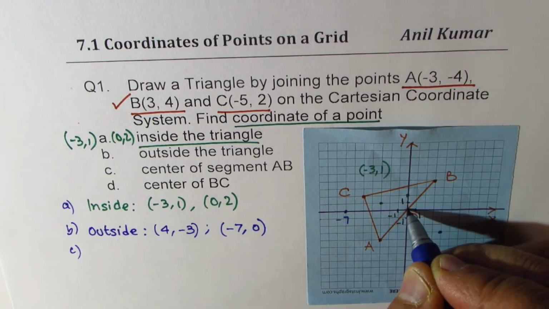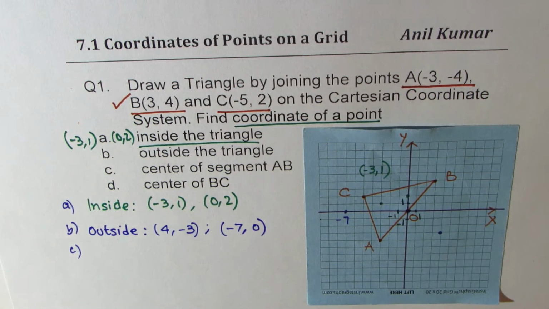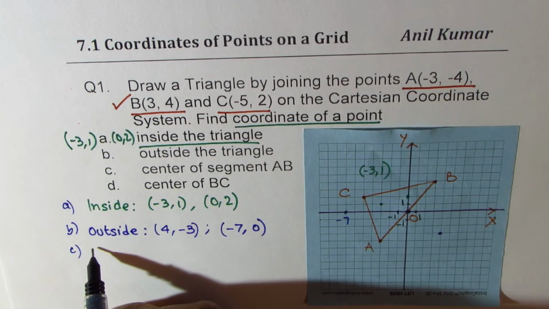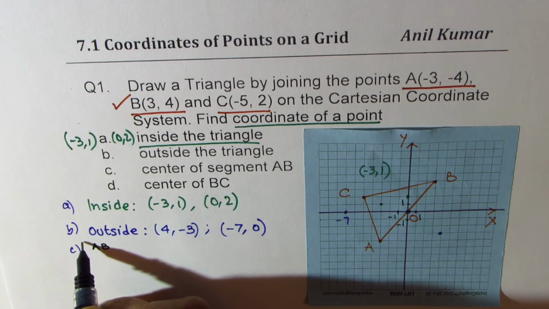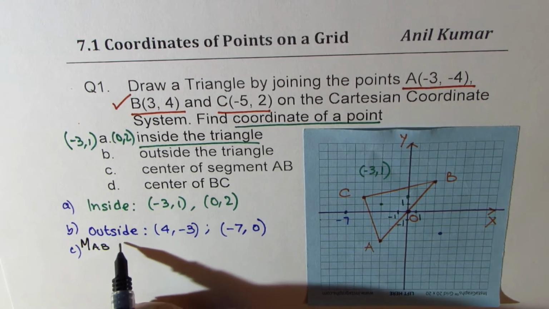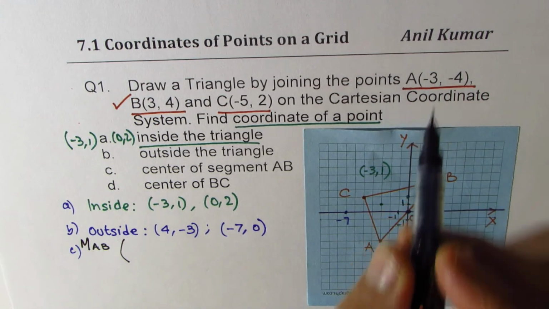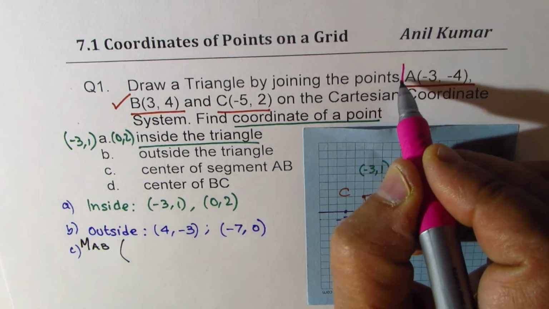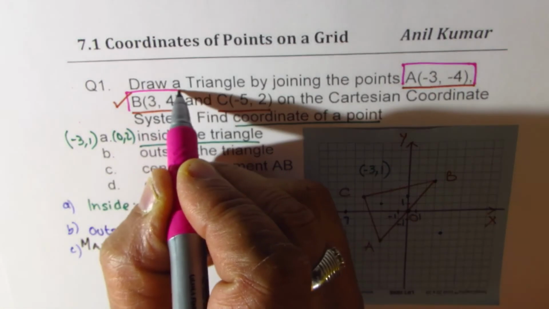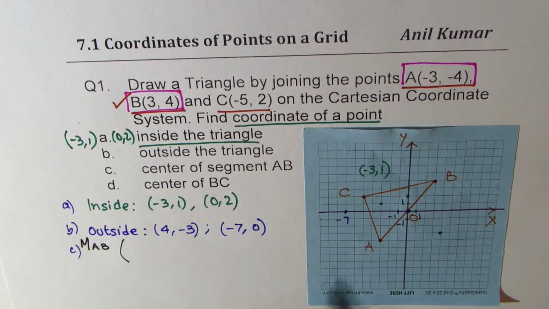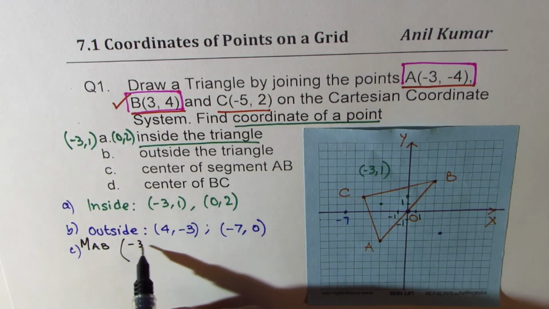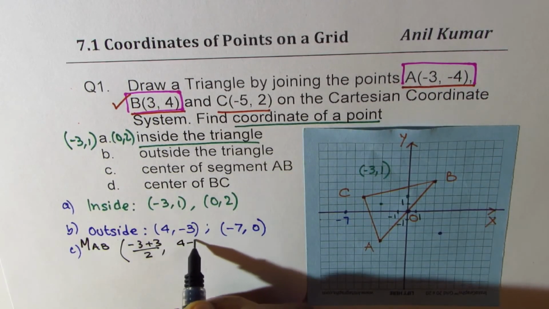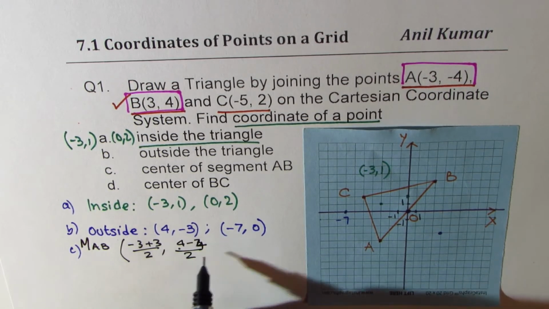Well, from the diagram, it is clear that it is 0, 0, but how do I get this value? To get the center of AB, let's call it the midpoint of AB. What we need to do here is find the average of the x and y coordinates. So that is A, this is B, right? So what we will do to find the center? Add the x values, which are minus 3 and plus 3, divide by 2. Add the y values, which are 4 and minus 4, and then divide by 2.